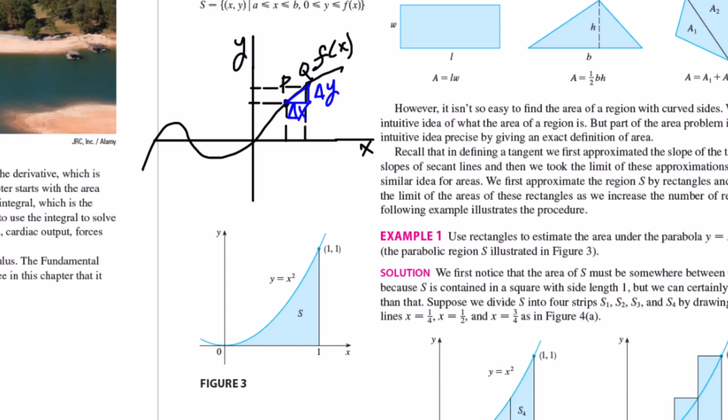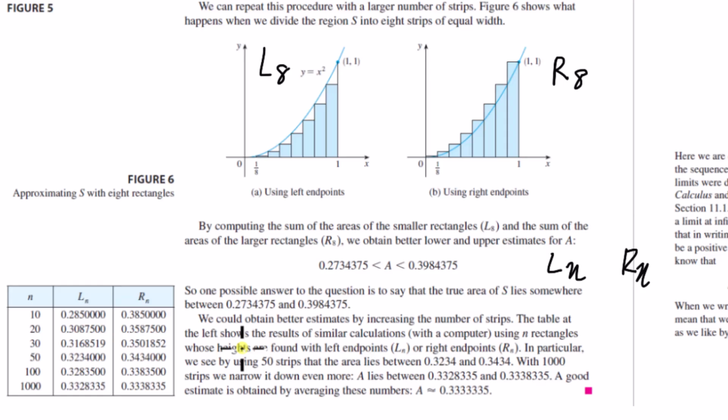But with this area problem, we're going to be going in the other direction. We're going to be letting the number of strips, the number of divisions, we're going to be letting n go to not 0, but go to infinity. And when we apply this limiting process, that's when we get our quote-unquote tangent line, or in this case, the exact area under the curve.